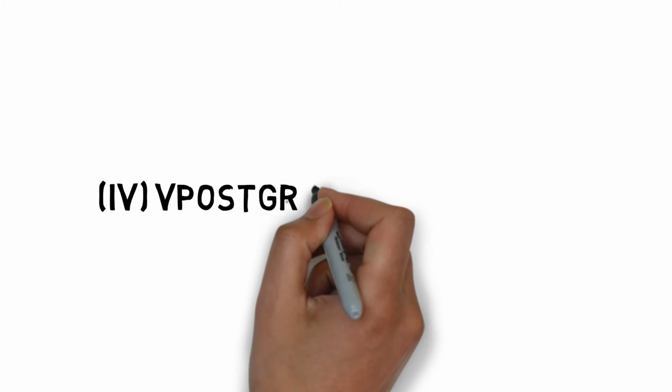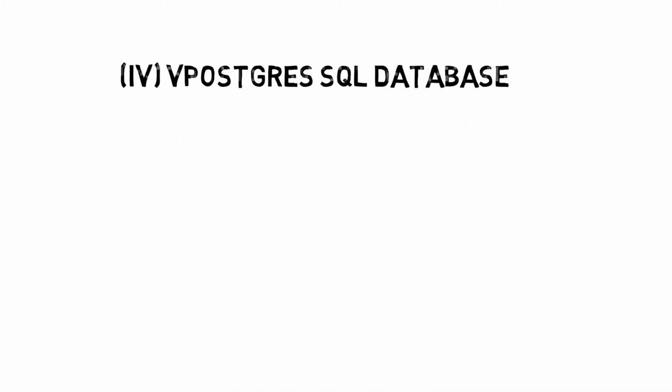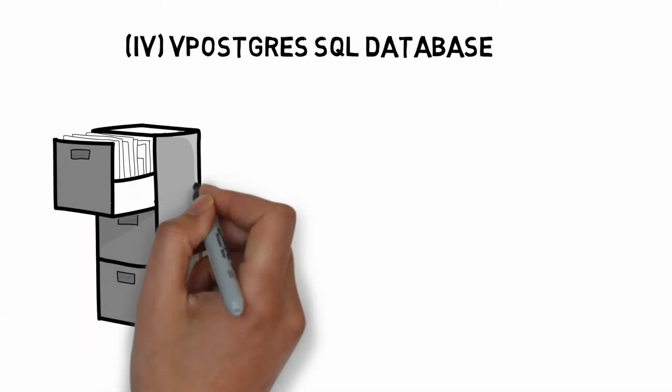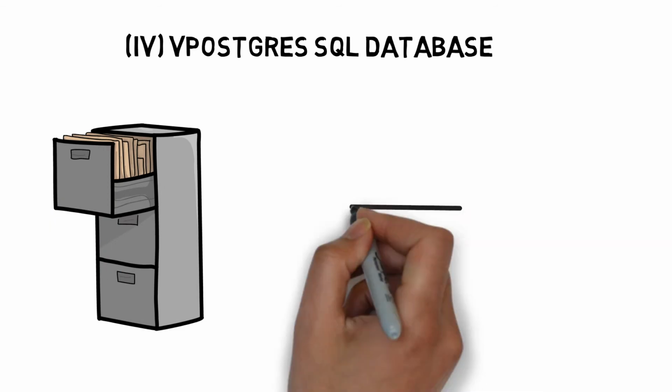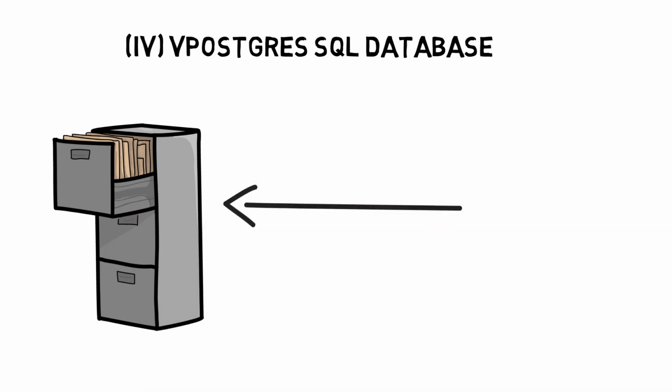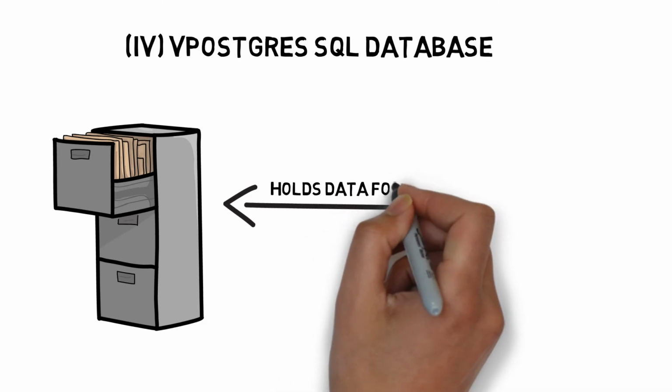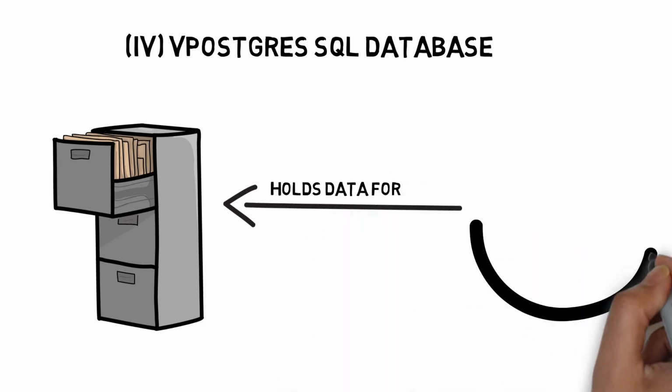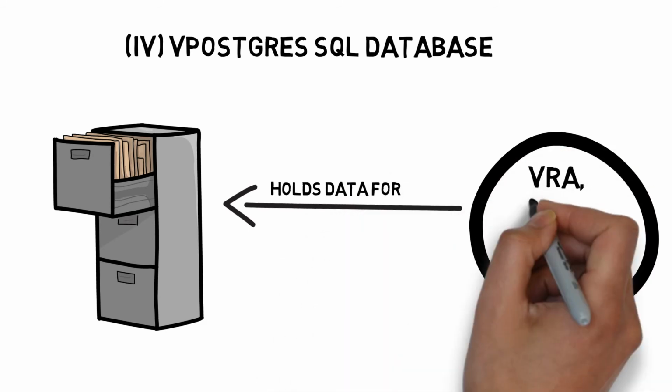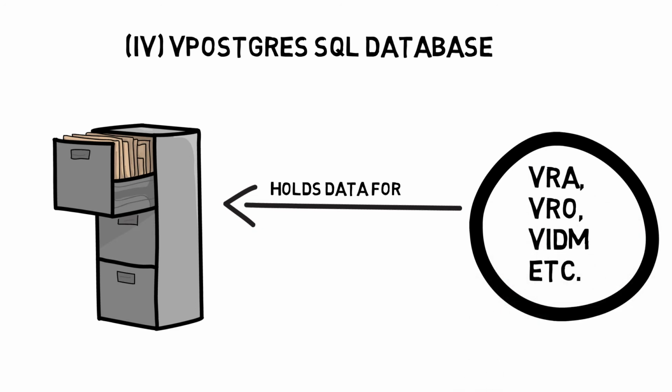Fourth up, we have the vPostgreSQL database. Since it is a database, it must hold data, and that is exactly what it does. It holds data for all the other components in the vRealize automation appliance, like the vRA portal, the vRealize orchestrator, as well as the VMware Identity Manager.